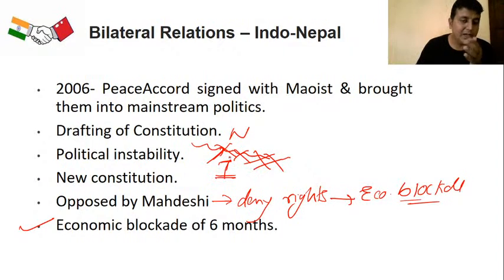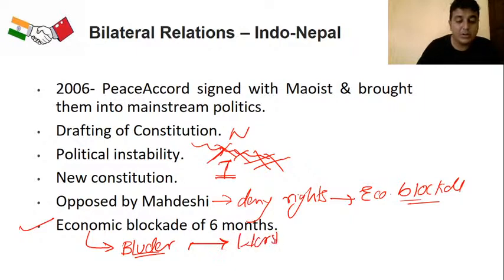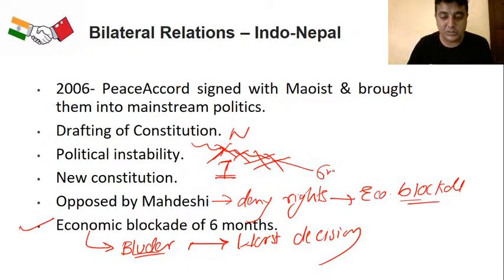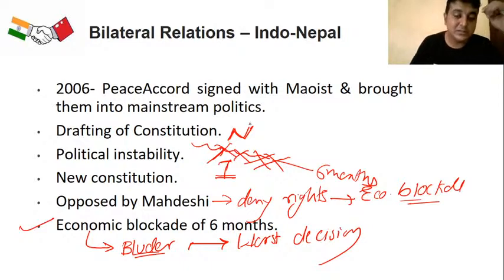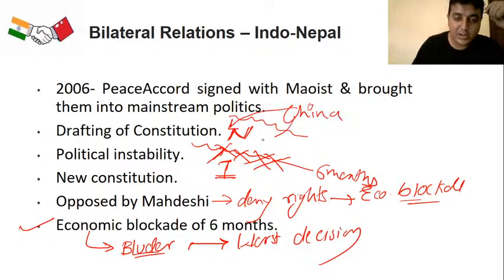And somehow India also supported that, and this economic blockade is considered a blunder. It's considered the worst decision. And how is it so? This blockade was for 6 months, and as I mentioned, Nepal was completely dependent on India for crude oil. India is the largest trading partner for Nepal, and because of this complete economic blockade, there was a scarcity of essential things, and this provided the opportunity for China. And China supported Nepal with all the means.